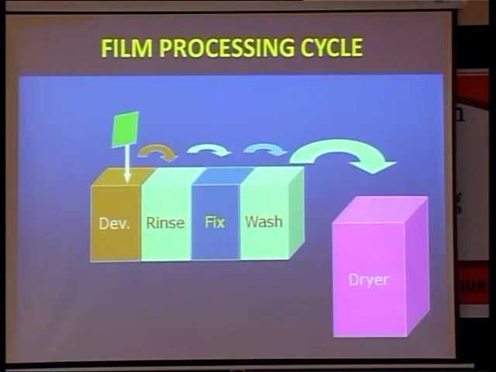The automatic film processor has come. You can do it very easily. After developing, you have to rinse it because the developer is sticking to the film. After rinsing it, you have to fix it for some time. After fixing, you wash the film and put it into the dryer. Then you will get a film.